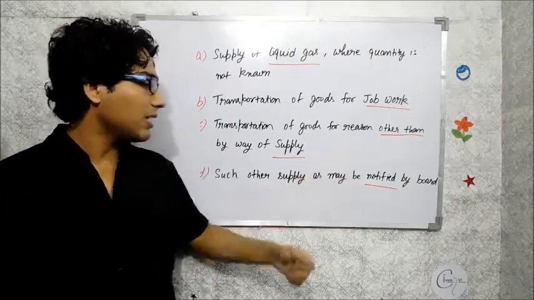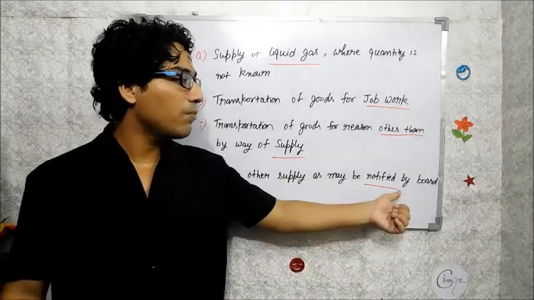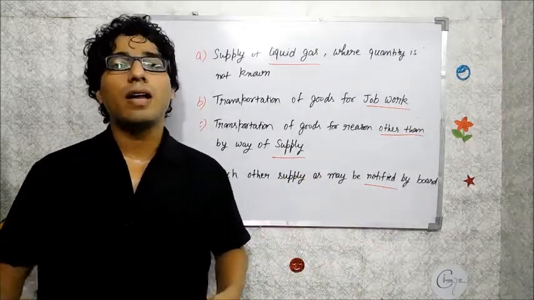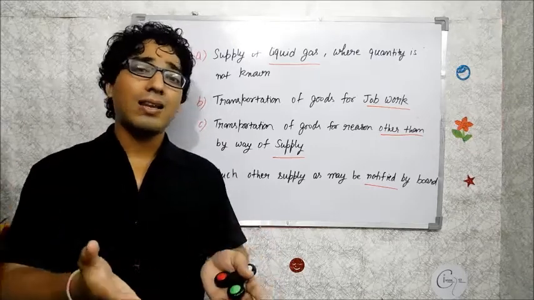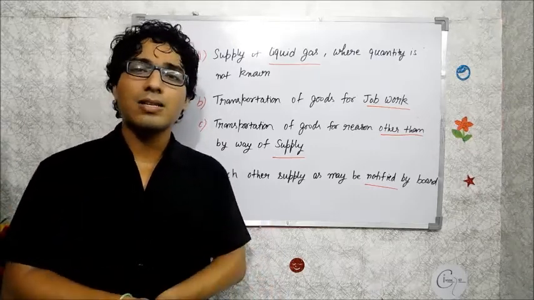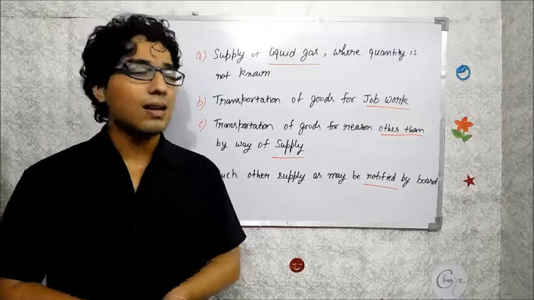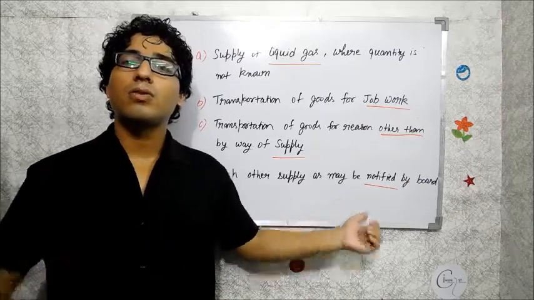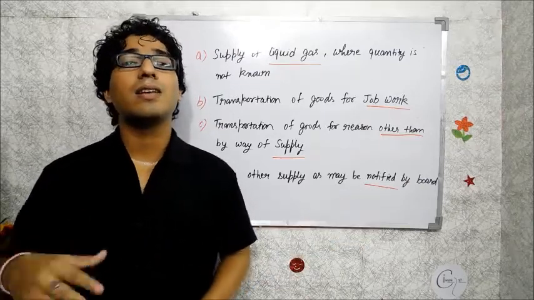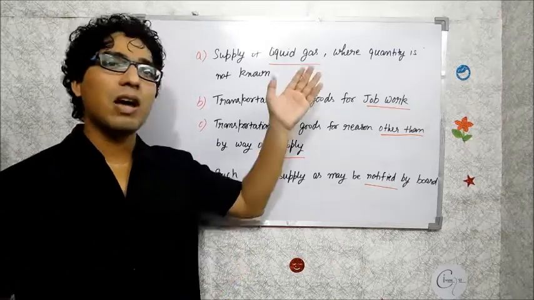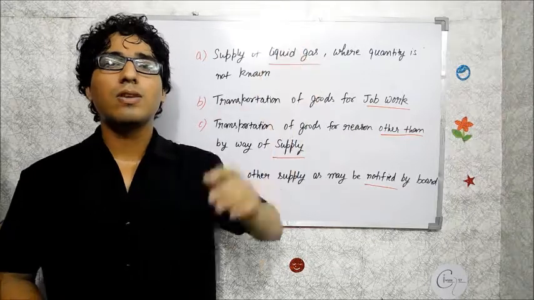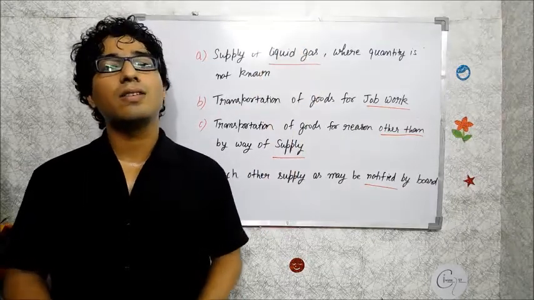And the fourth clause is such other supplies as may be notified by the Board. The Board will notify when they think about it, like when people tell the Board, this is my business, please do something. The Board will notify in the future what are the circumstances in which the supplier needs to issue the delivery challan. So those are the only four circumstances in which the supplier needs to issue a delivery challan.